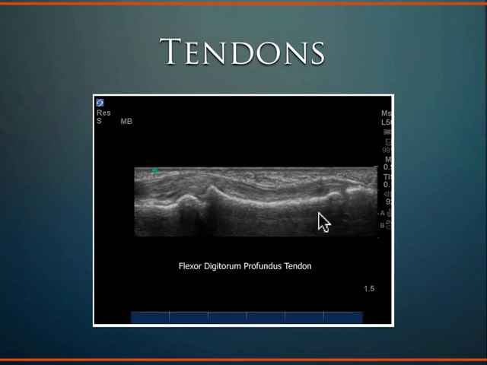This is a finger flexor tendon. This is the middle phalanx through here, the lining of the bony cortex. This is the tendon overlying that, and this is the subcutaneous tissue. So a very exquisite, very nice view of tendon tissue.